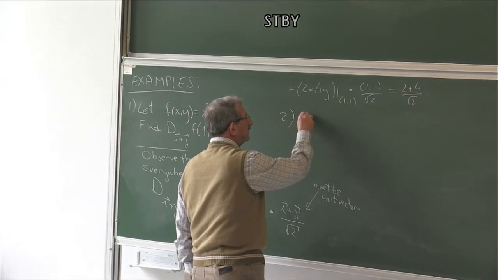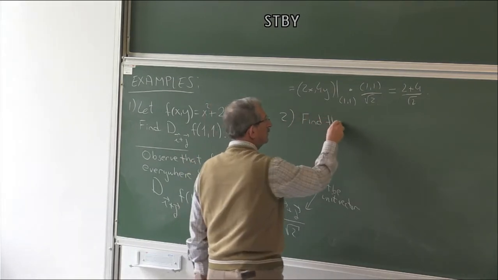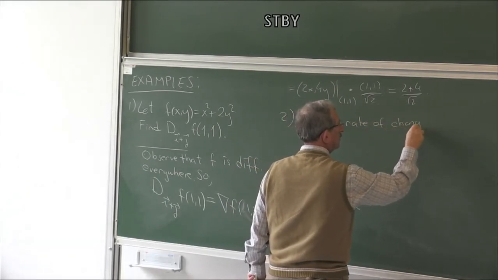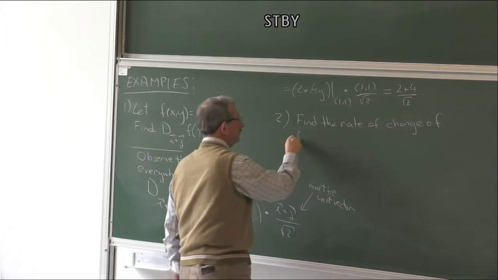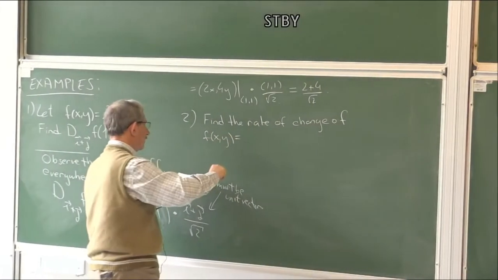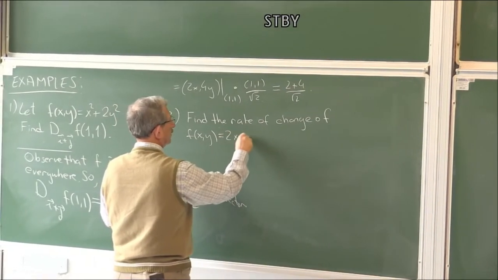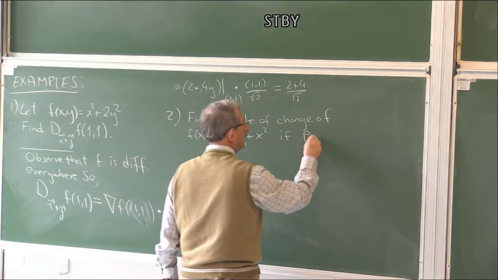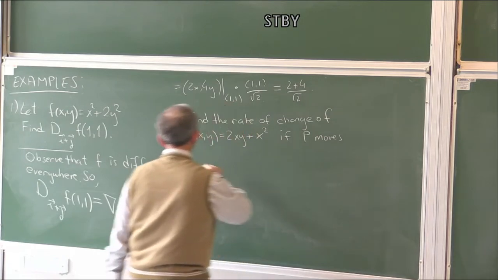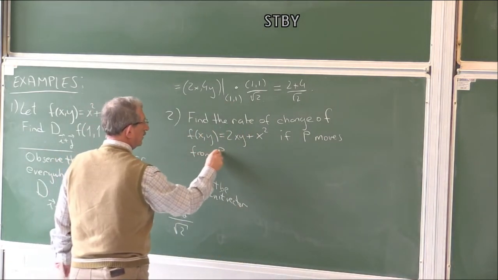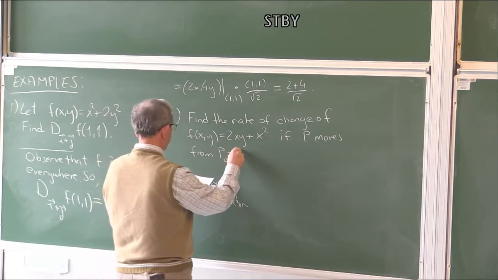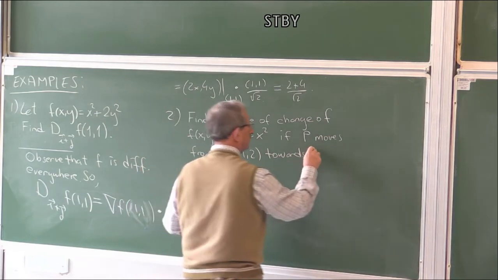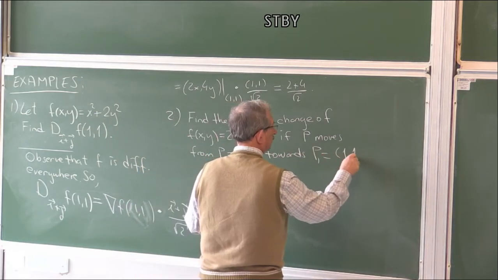Okay, a differently phrased problem. Find the rate of change of the function 2xy plus x squared if P moves from P0, which is given here as (1, 2), towards P1, which is (1, 1).